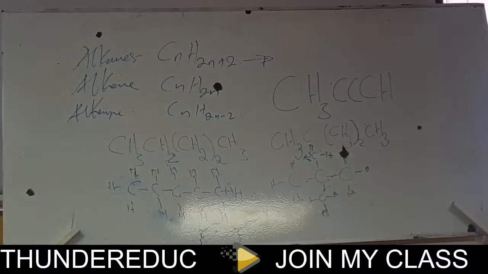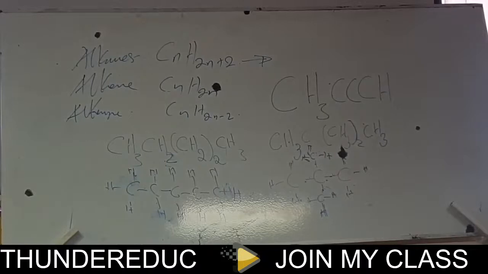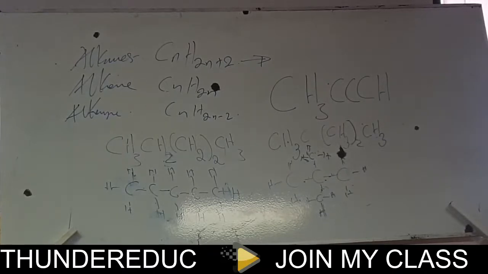So the number of hydrogens is a very important factor in determining the kind of structure you are going to write. That's why we are saying that if you write a structure and it does not have the maximum number of hydrogens, then that structure is not correct. Is it clear? Let's continue.